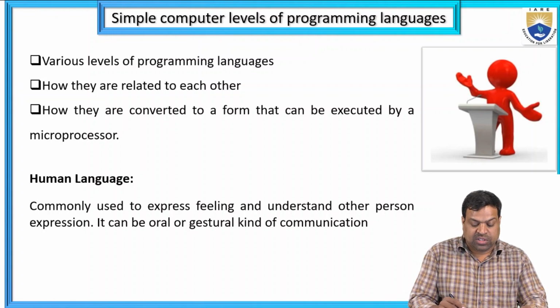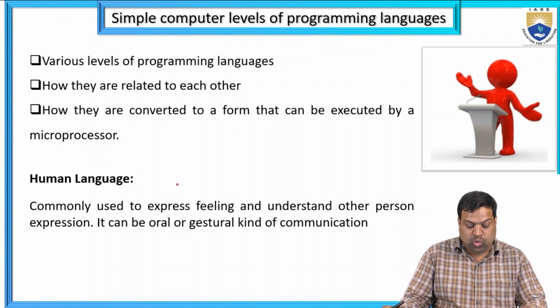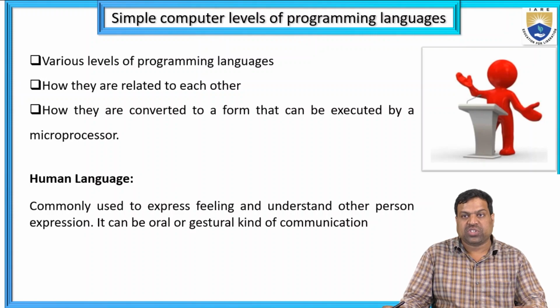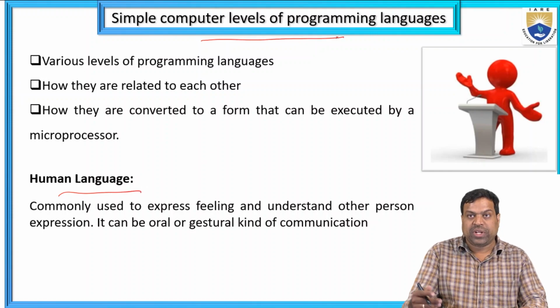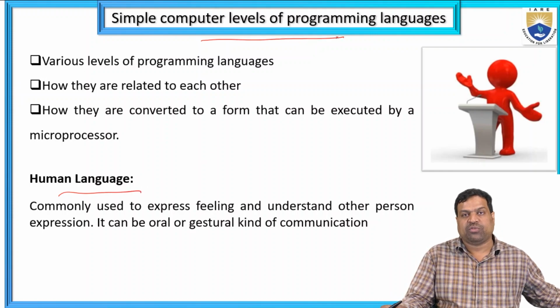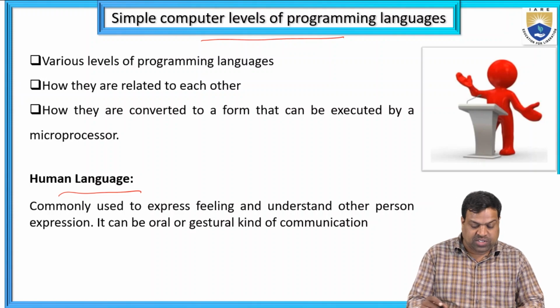So, what are human languages? Human language is commonly used to express feelings and understand another person's expression. It can be oral or a gesture kind of communication. In computer languages, how many levels are there, and what are they? We can discuss this.